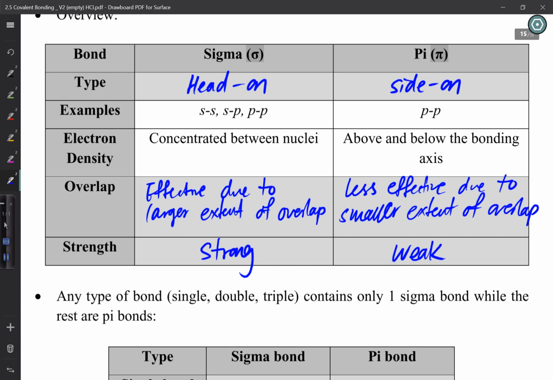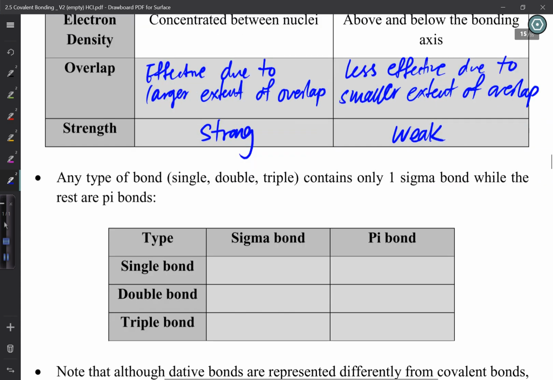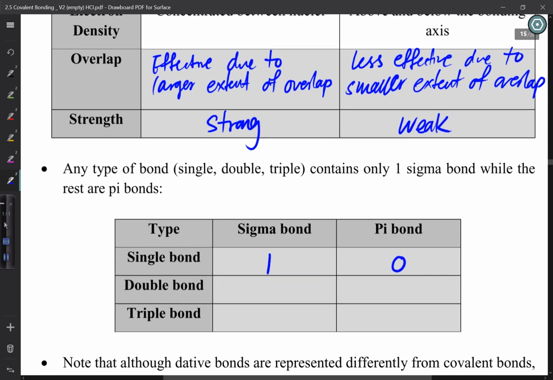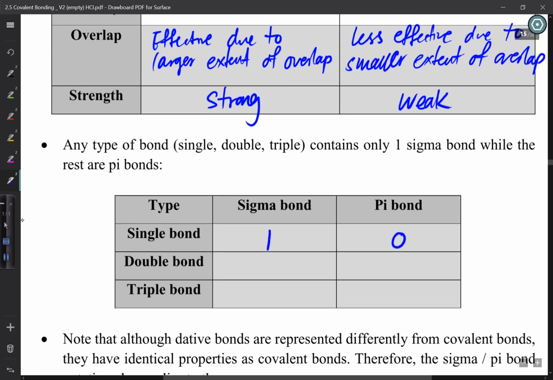So far we have also seen single bonds, double bonds and triple bonds. Alright. So we have seen that a single bond is made up of 1 sigma bond, right? And obviously 0 pi bond. You cannot have a pi bond without a sigma bond. And then next, double bond. We have seen that a double bond contains 1 sigma bond and 1 pi bond. Whereas a triple bond contains 1 sigma bond and 2 pi bonds. So you can see that sigma bond, basically, must exist. Whereas for pi bond, it depends on whether it's a double bond or a triple bond.